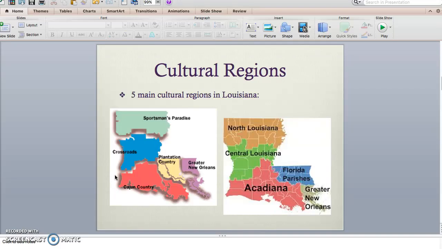Now, what I don't want you to think is that cultural regions are a mandatory set of boundary lines on a map. It's not, okay? Cultural regions can change, and then some people might not even agree on cultural regions. You can see two different maps of Louisiana on the screen right now.